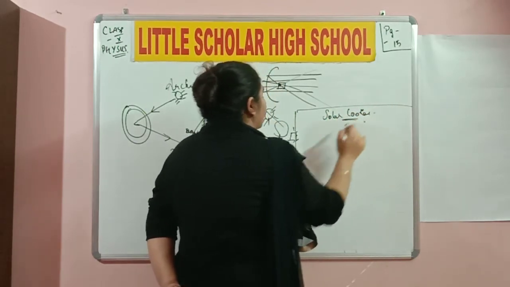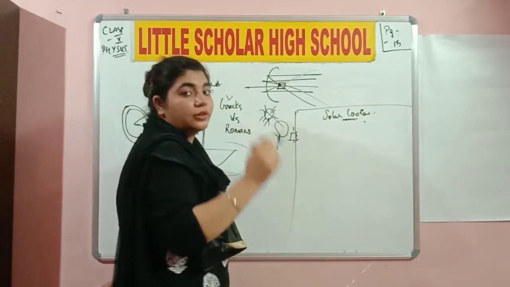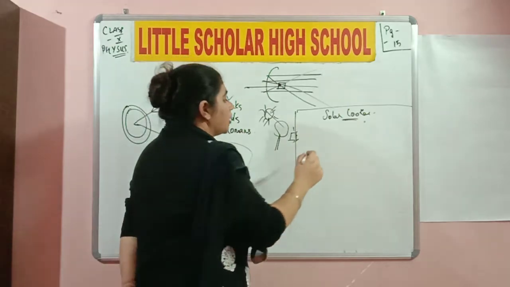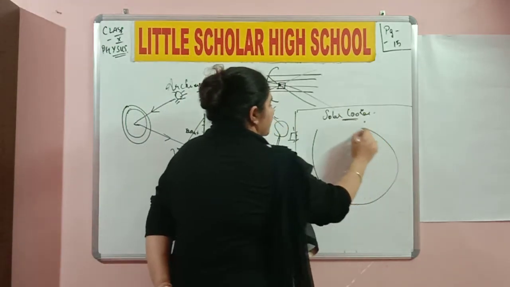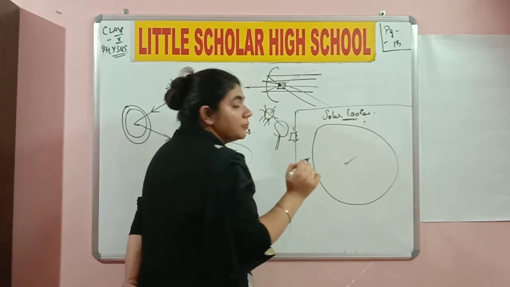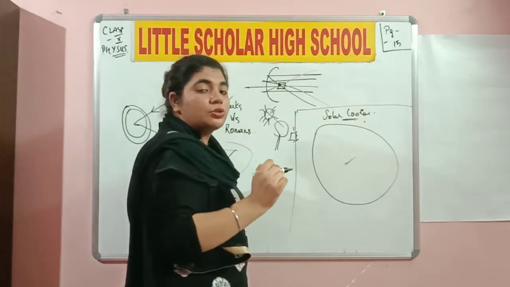How do you make a solar cooker? For this, you need to consider the TV dish antenna. You must be having a TV dish antenna at the terrace of your house. It is basically like this, the internal portion, and there is a pole-like thing in the middle. Yes or no?